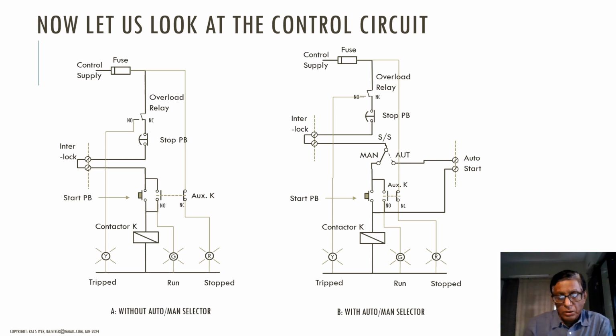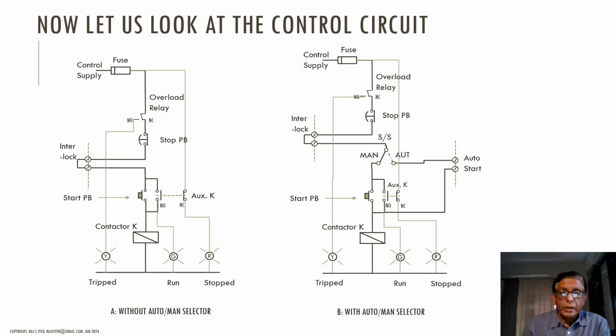When the contactor is on, the run lamp, green colored light, comes on, and when it is stopped, when the contactor de-energizes, the red colored stop indicator comes on. And so also when there is an overload trip, the yellow lamp gets illuminated.